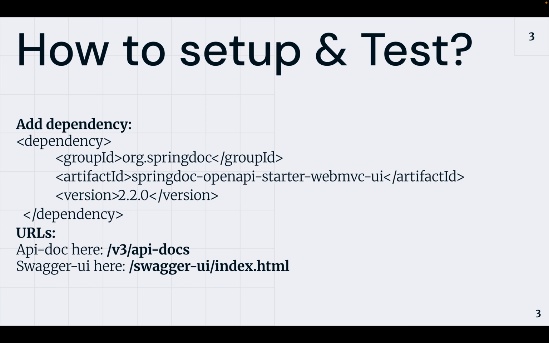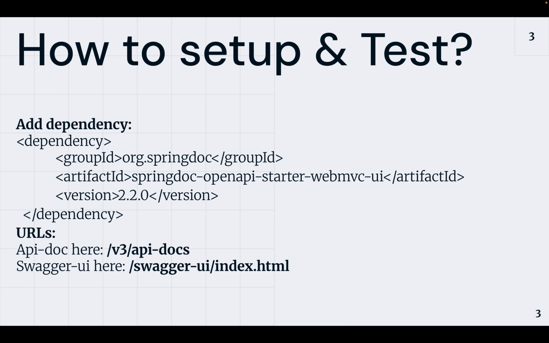So coming to the second slide, how to set up and test it, right? If you are using a Maven project, then you just need to add this dependency, springdoc-openapi-starter-webmvc-ui. Again, the dependency might differ based on your Spring Boot version. For the latest, this is the dependency which you need to add. And if you are using Gradle, then you have to add this dependency into your build.gradle.